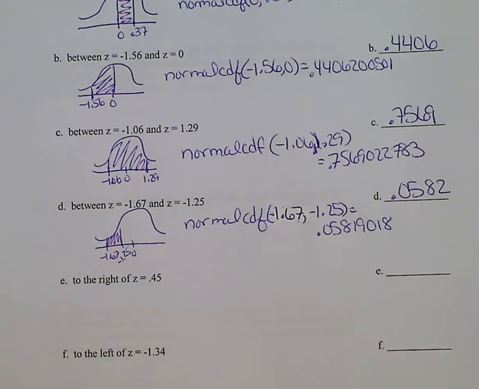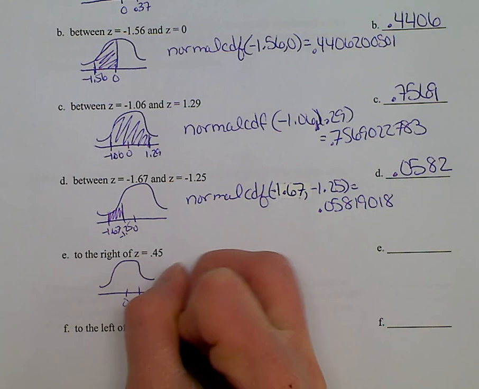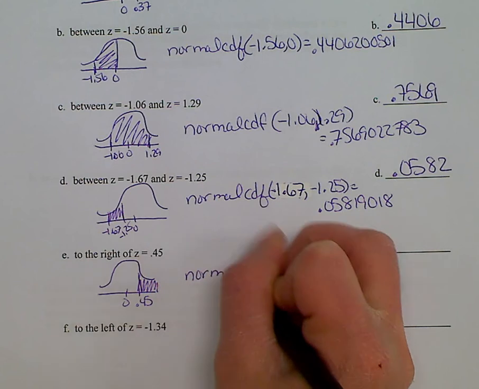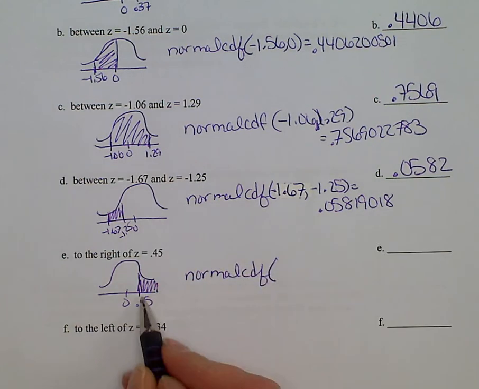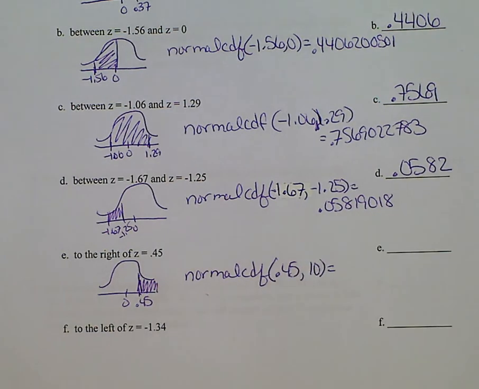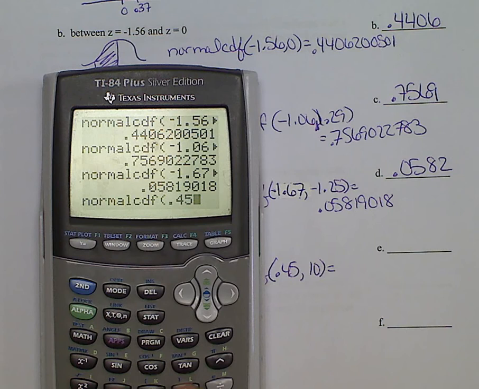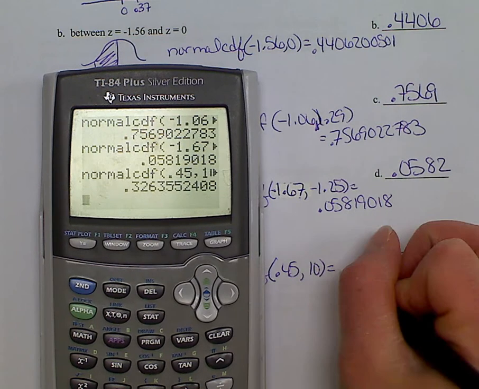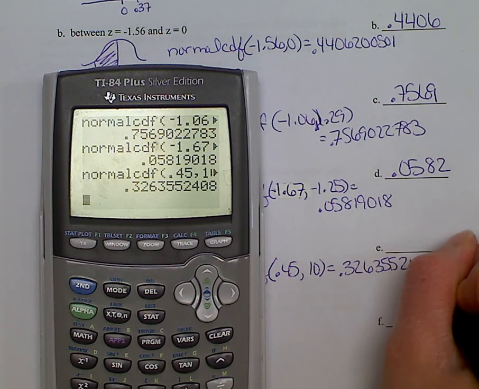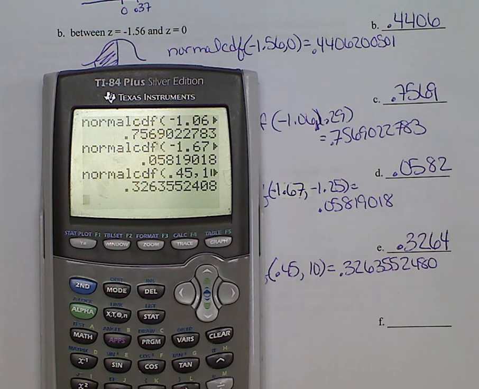E says to the right of z equals 0.45. So in this case, we don't know where we stopped shading at the right, because normal CDF, remember, we start at the left, we go all the way to the right. Technically, it should be to infinity, but again, we can use 10 because we know that it's very unlikely that a data entry is beyond 3 standard deviations of the mean. So if we go to at least 10, we know that we've covered quite a bit of ground from underneath our curve here. So to 4 decimal places, we get 0.3264.